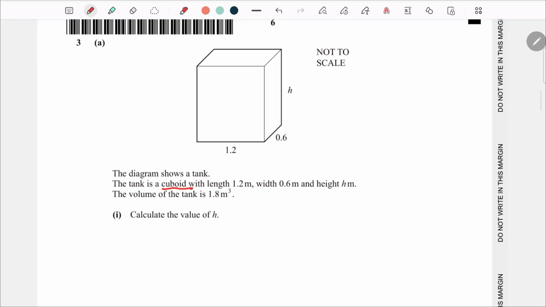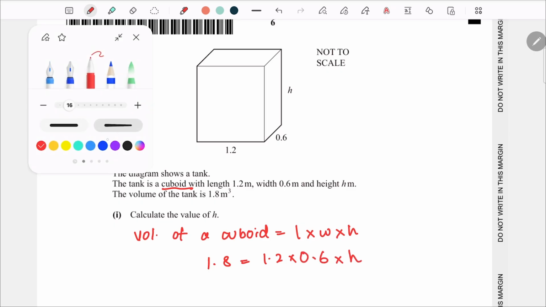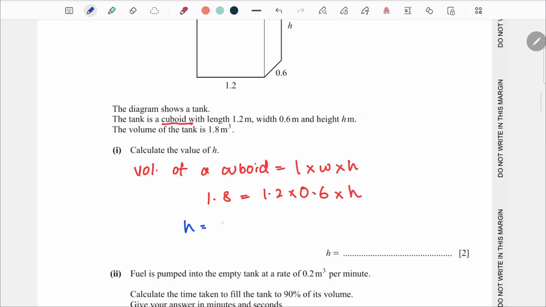So in part 1, calculate the value of h. Now the formula for the volume of a cuboid is length times width times height. The volume is already given to us in the question, that is 1.8 meters cubed, and the length is also given, that is 1.2, and the width is 0.6. So 1.2 into 0.6, and we have to find the height. So height is basically equal to 1.8 divided by 1.2 into 0.6, and this is going to be equal to 2.5 meters. So this is going to be my final answer.